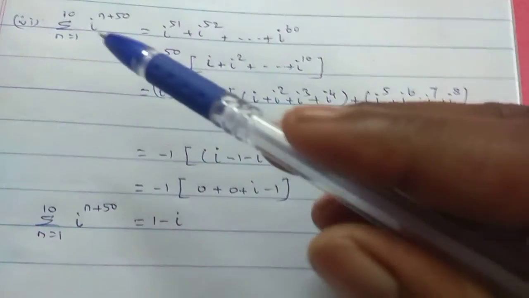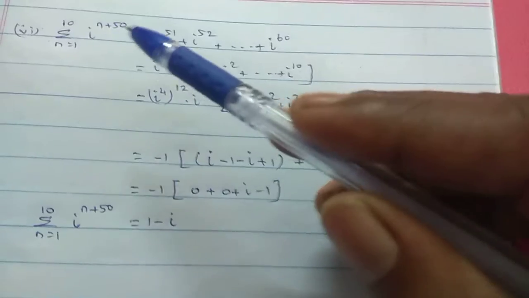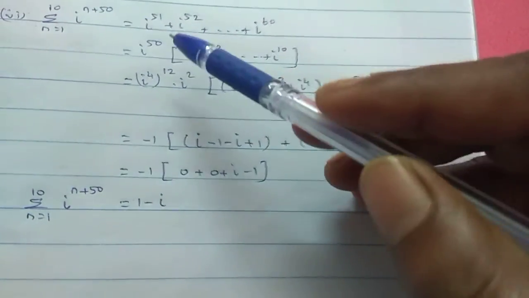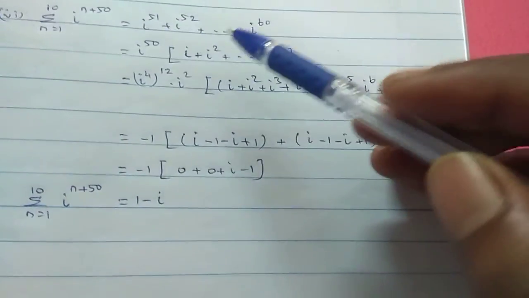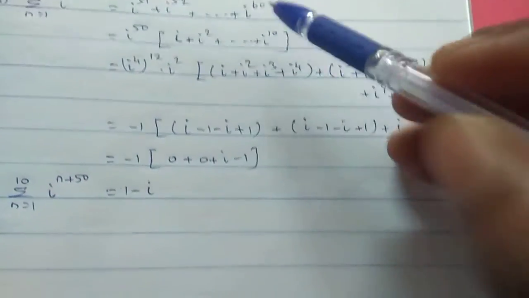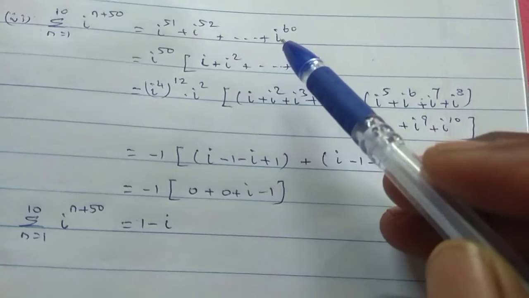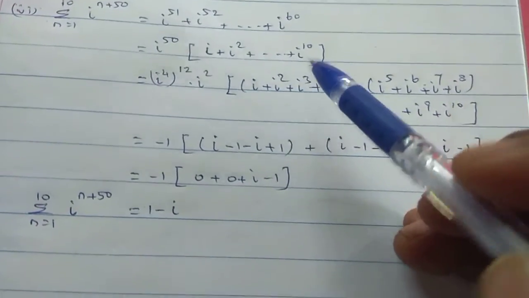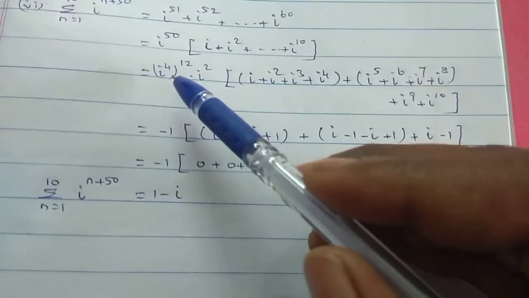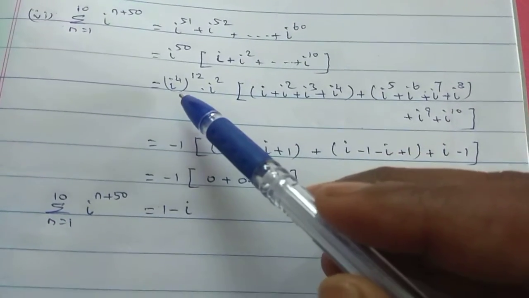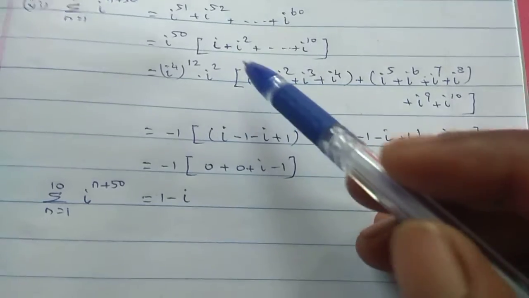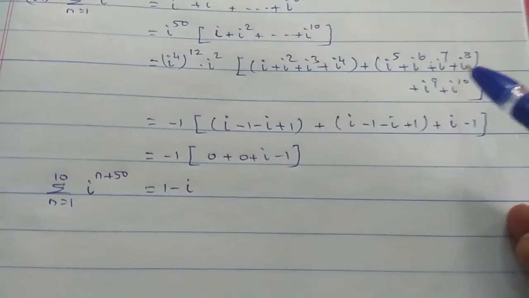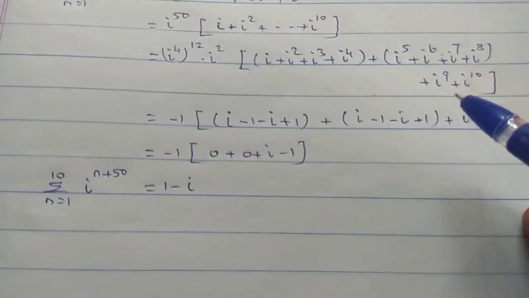Sixth one. Summation n equal to 1 to 10, i^(n+50). For n, give from 1 to 10. 1 plus 50, 51. 2 plus 50, 52. Up to 10 you give, 10 plus 50, 60. Here, see, i^50 is common. Then the remaining is i squared up to i^10. So how can we write i^50? 4 12s are 48. Remaining, i squared. So i squared, i cube, i^4 plus i^5, i^6, i^7, i^8 plus i^9, i^10.